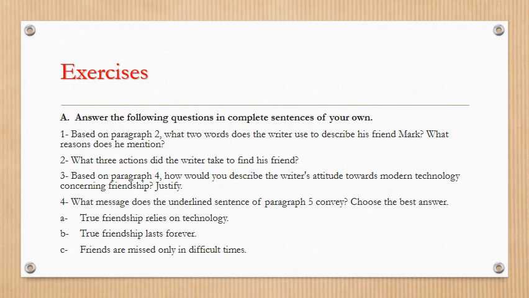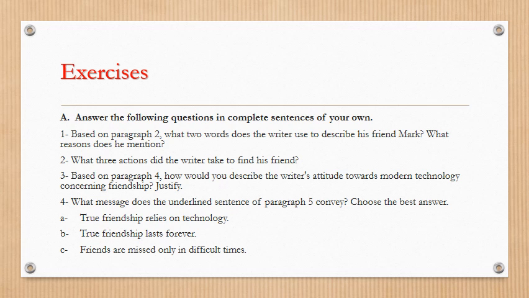Mark would stand by him in difficult times, in gloomy times. He would keep all his secrets. Okay, now what three actions did the writer take to find his friend? He checked him out on the web, he checked the death certificates, he went to their neighborhood, all in vain, he couldn't find him. Now, based on paragraph 4, how would you describe the writer's attitude towards modern technology?